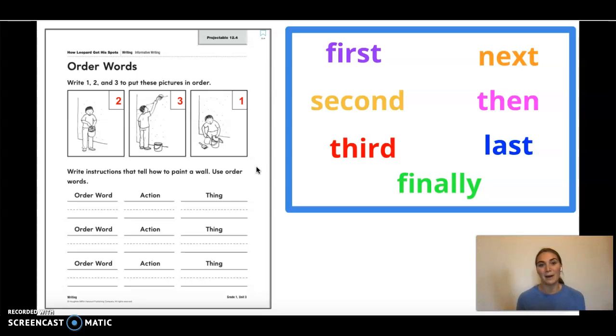Now let's write about it. In each blank, you are going to write an order word, the action that you see in the picture or the verb from the picture, and the thing that the action is talking about. Let's do it together. So for the first step, if this boy is trying to describe how to paint the wall, he could say, first, open the paint.